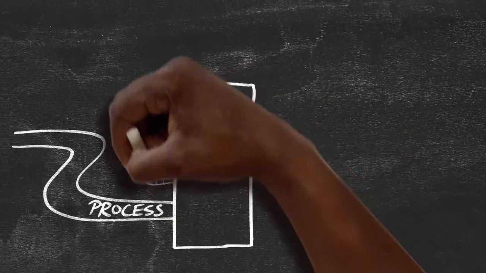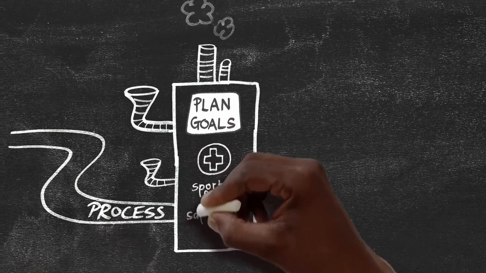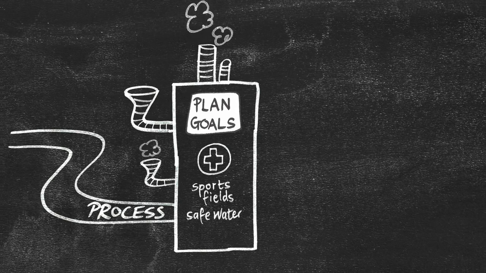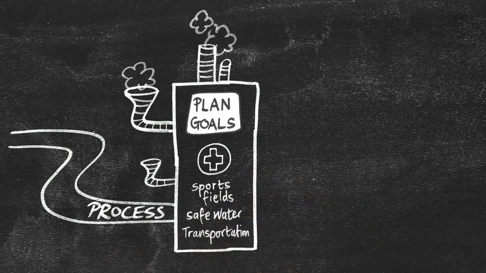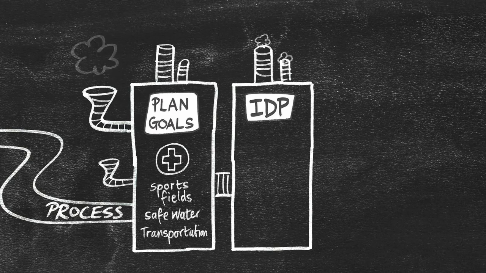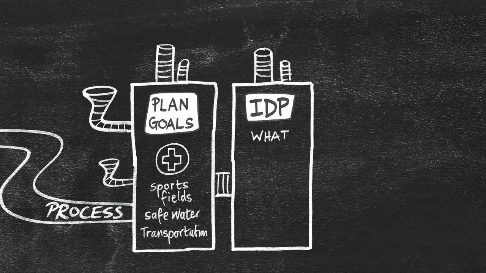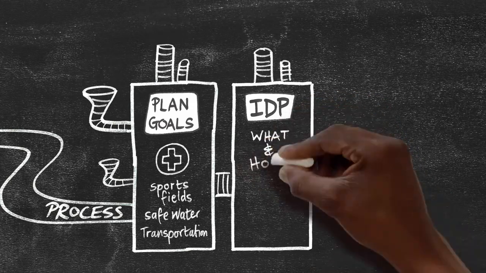First, the municipality must plan what it thinks are the most important aims for the coming year. Maybe it wants to bring better health to its people by building sports fields or through safe water. Or perhaps it believes that a good public transportation system would be of most benefit to the people living in the municipality. These goals are captured in an Integrated Development Plan, IDP, that lays out what the municipality is trying to achieve and how to do that.